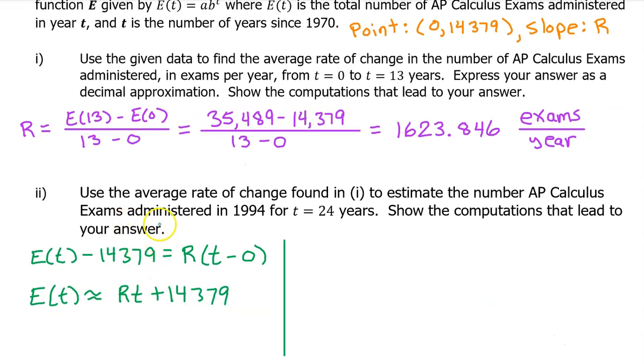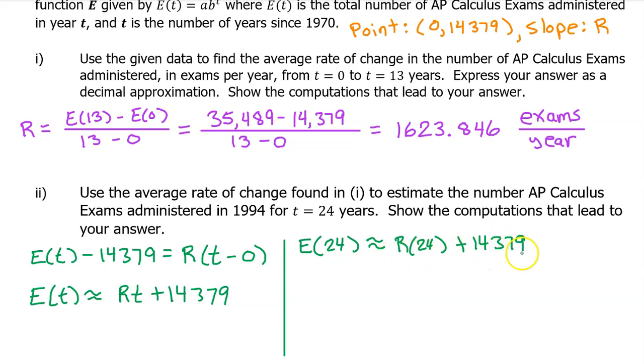Now we can estimate the number of exams administered in 1994. In other words, we can approximate E at 24, which will be approximately equal to r times 24 plus 14,379.